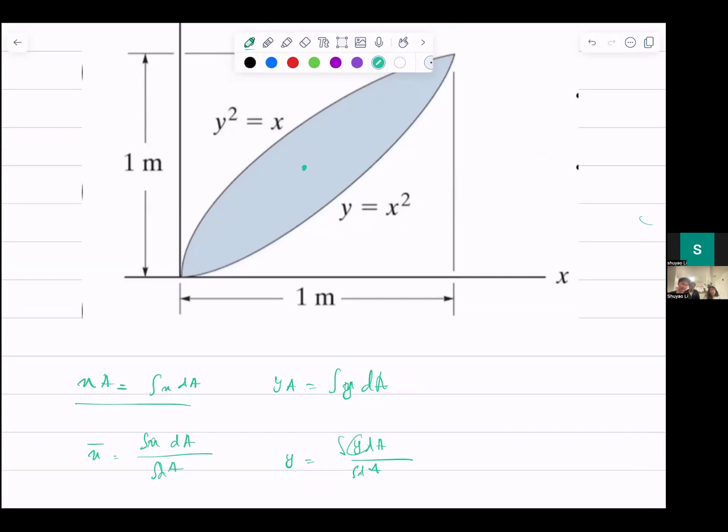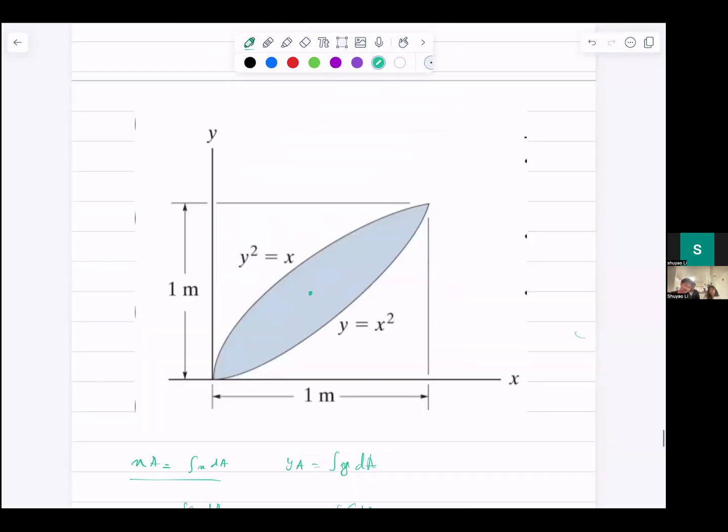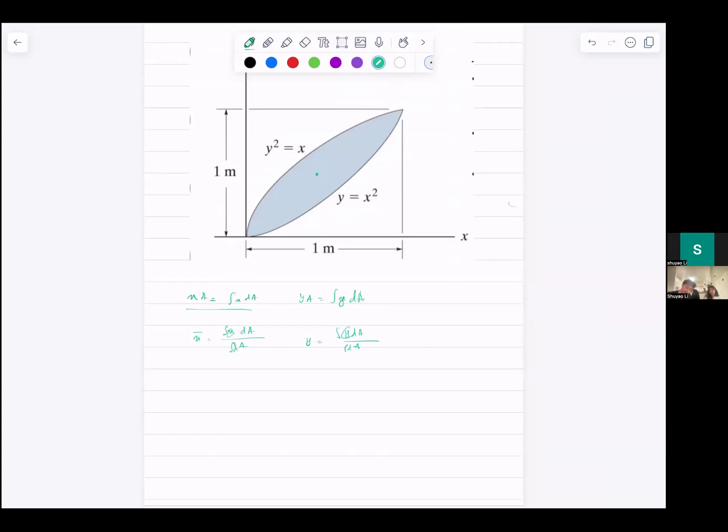Yeah, and x and y. Yep. So let's say we have this graph, right? To solve for x-bar, it's going to be the integral of x dA over the integral of dA, right? That's great.